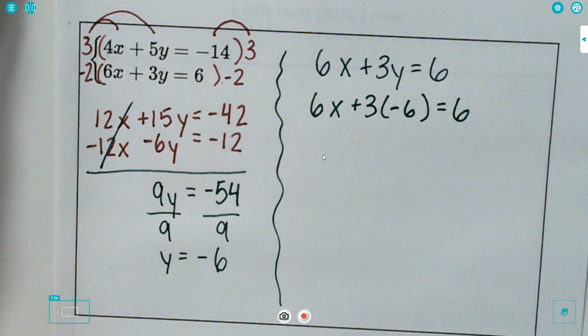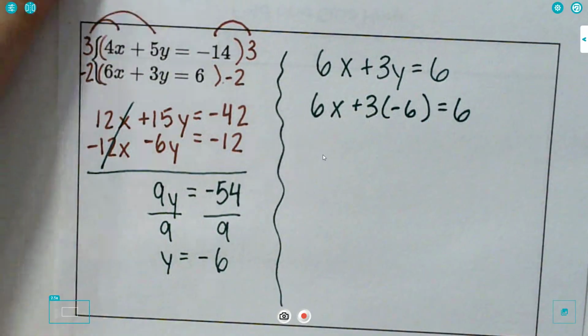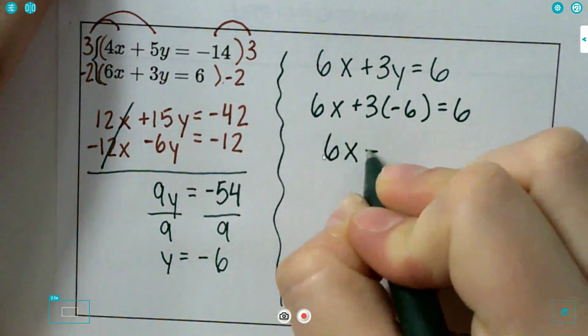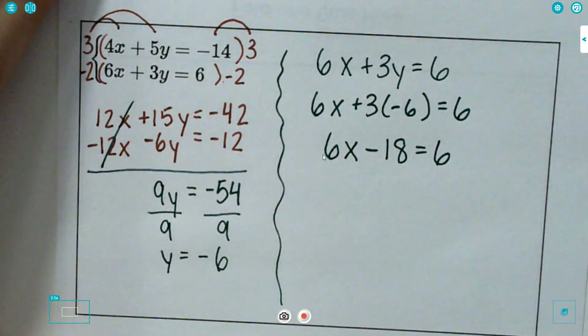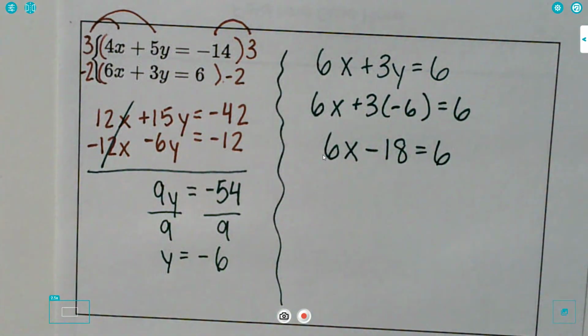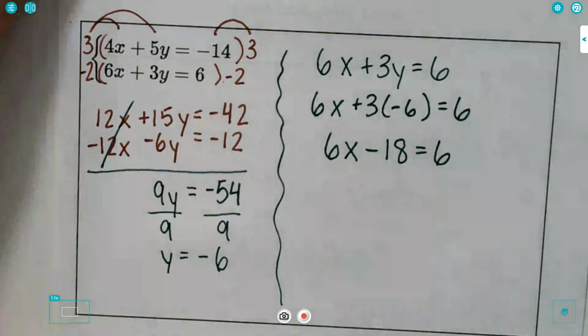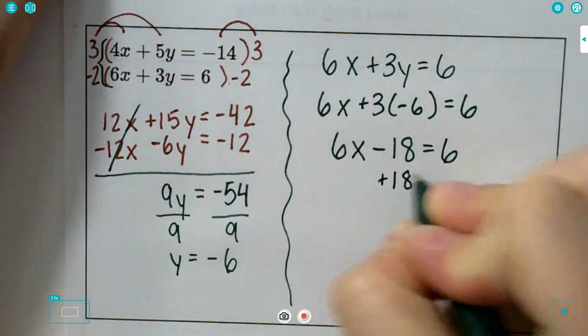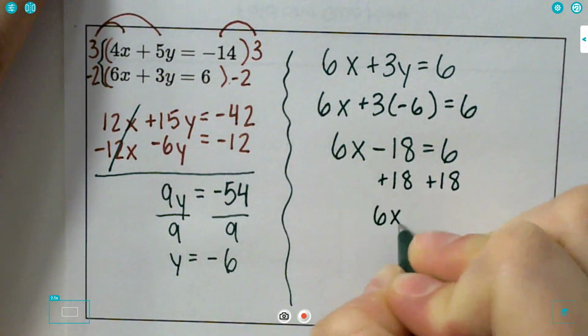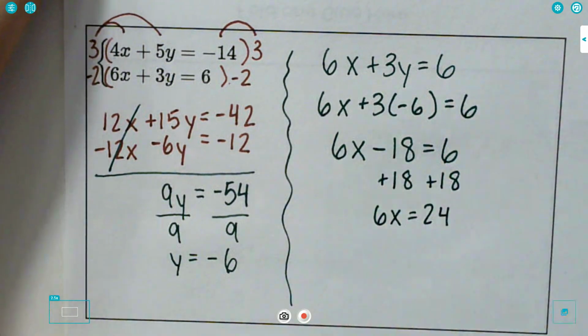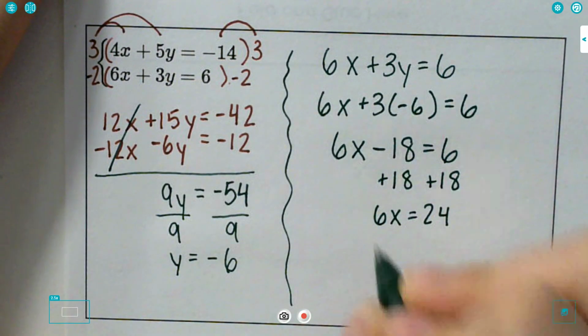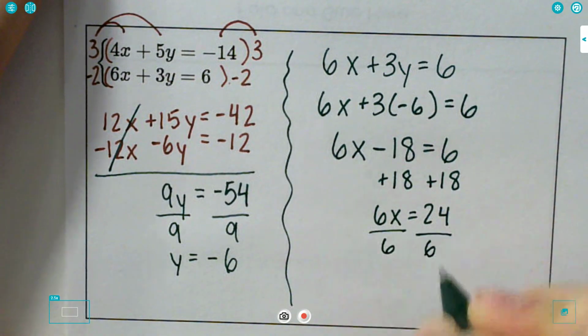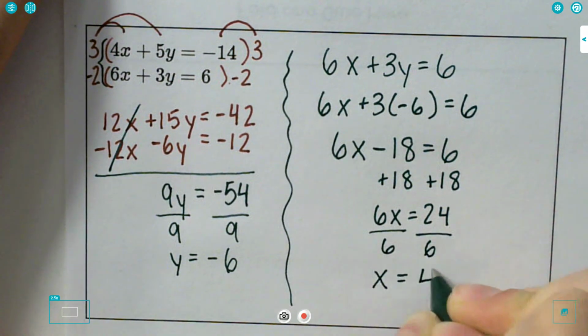Okay. 3 times -6 is -18. So now I've got 6x minus 18 equals 6. And then add 18 to both sides. 6x equals 24. And then I divide both sides by 6. I get x equals 4.